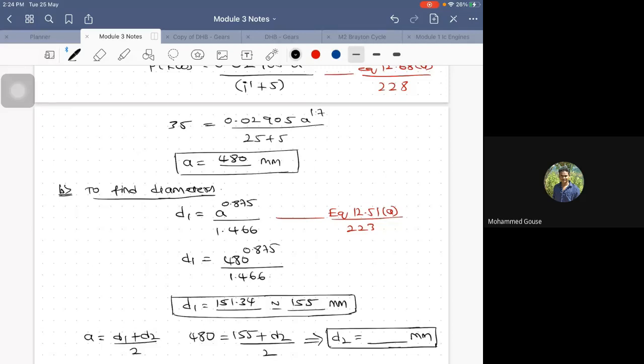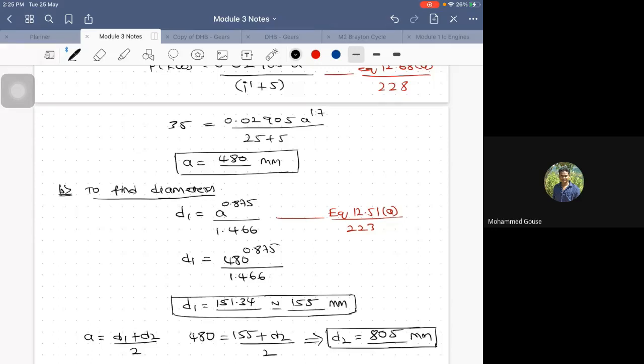So am I going at a faster pace? Are you solving along with me, everyone? If you feel that I am at a faster pace, you can stop me anytime. The only intention is that you solve along with me. D2 is 805 mm. So both diameters are done.